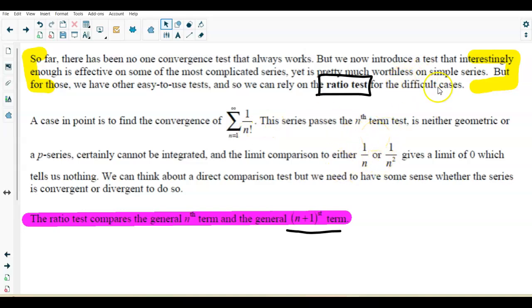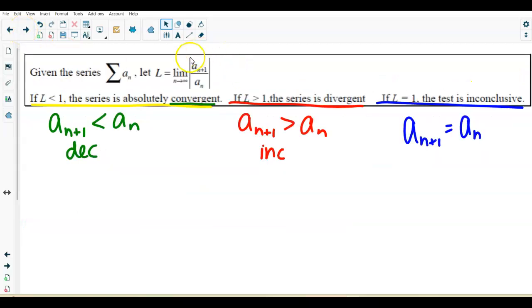So when we have these difficult cases, we're going to use the ratio test, and the ratio test, all the way at the bottom here, compares the nth term with the n plus 1 term, so the term after it. What happens here is when we divide them, when we do the next term divided by the current term, if we get a limit that is smaller than 1, meaning that n plus 1 is smaller than n, that means we're decreasing, which means we will converge.